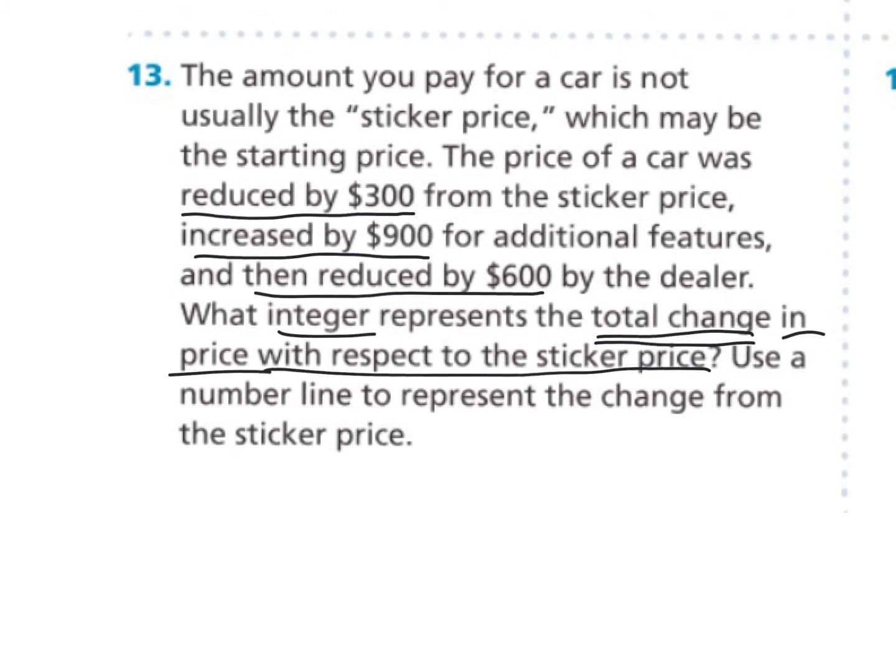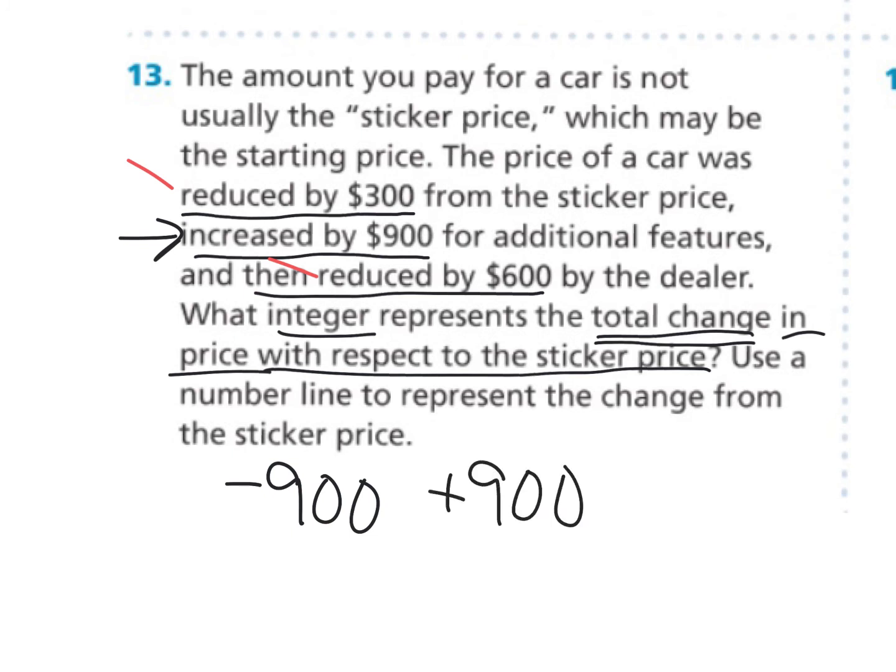So if we look at this, we have two reductions. We have a $300 and a $600 reduction. So that's a $900 reduction, or a negative 900 if you want to think of it that way. And then we also have an increase of $900. So if it went down 900 and up 900 altogether, the change would be 0, or $0.